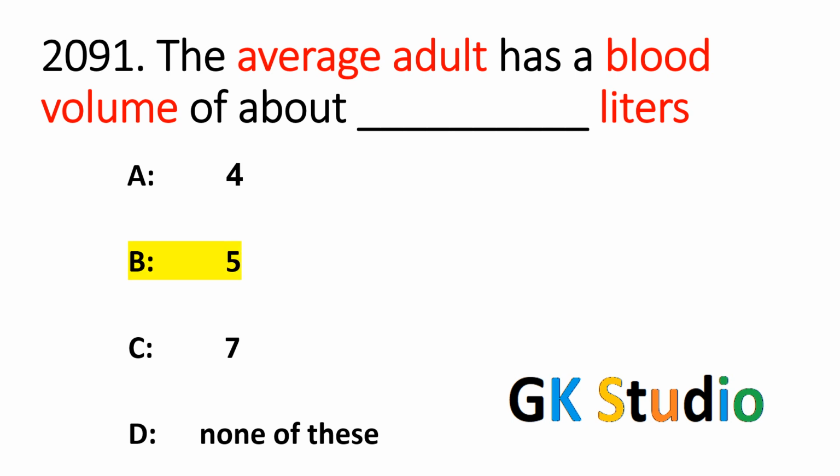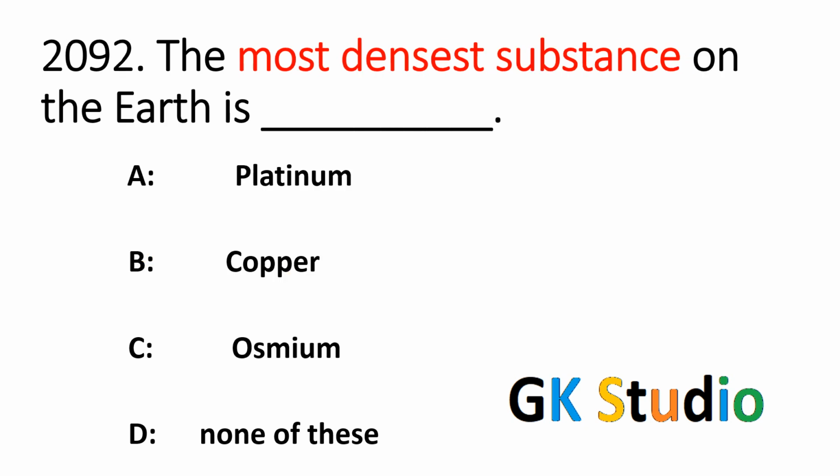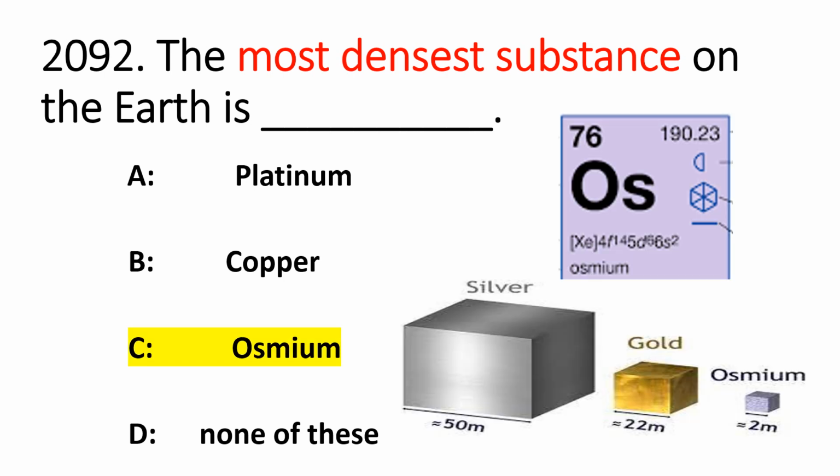The average adult has a blood volume of about 5 liters. The average value of blood volume is 5 liters. The densest substance on earth is osmium.